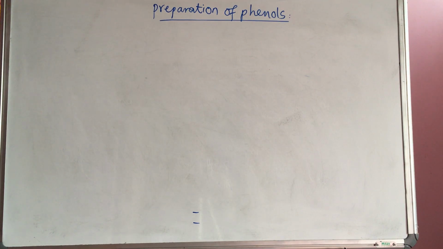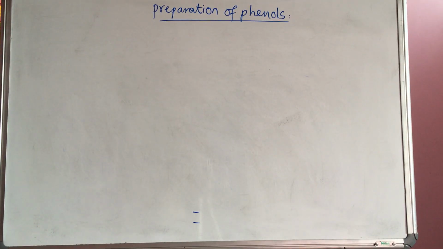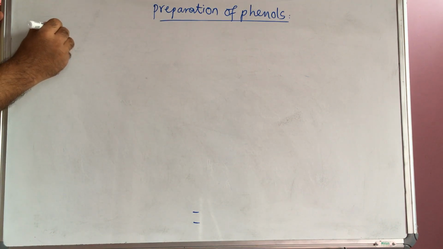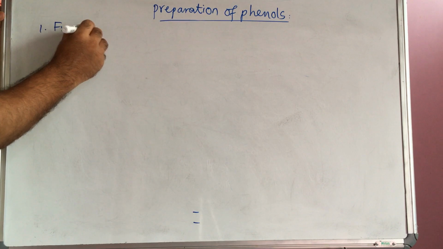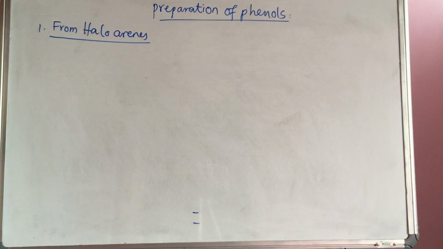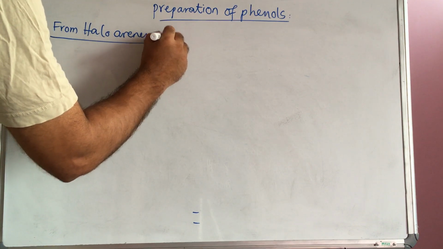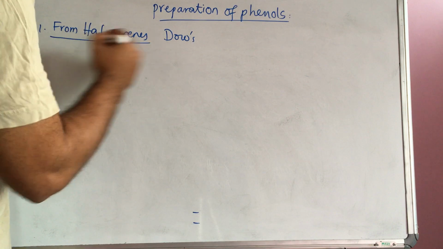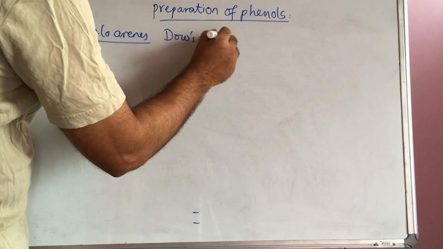Hi students, today I am discussing the preparation of phenols. In that, the first method is from haloarenes. One example is Dow's process. What is the name of this process? Dow's process.